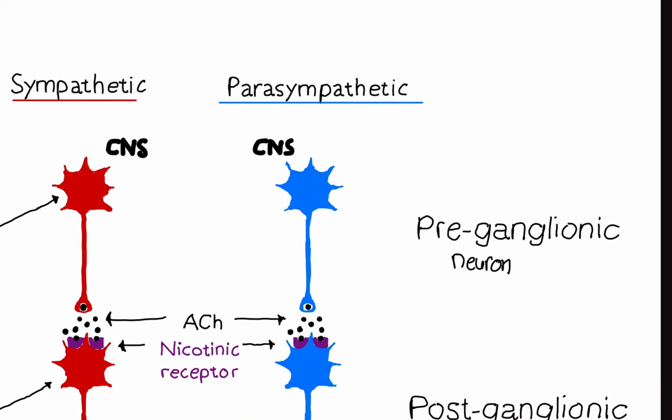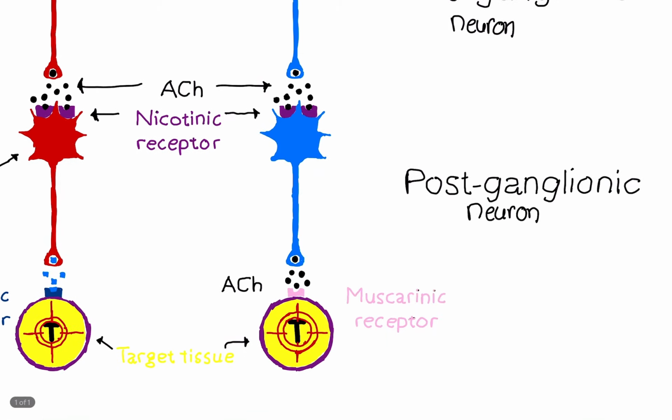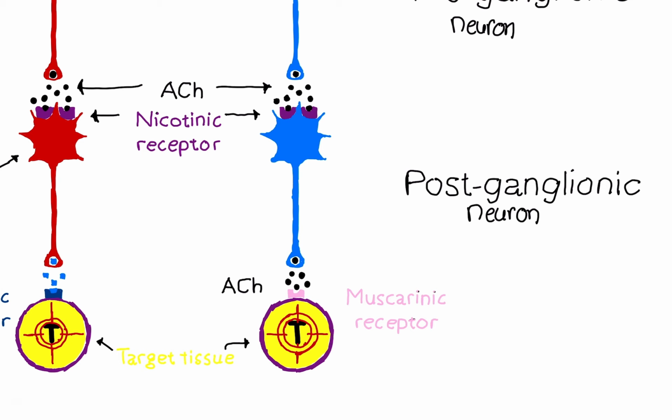So we're going to start with the parasympathetic system first, actually. Both the sympathetic and parasympathetic system have two neurons that are involved in this pathway. The first neuron starts at the brain, or the CNS. It's called the preganglionic neuron. The second neuron in the pathway is called the postganglionic neuron. After the postganglionic neuron, we have our target tissue or organ. Let's begin.